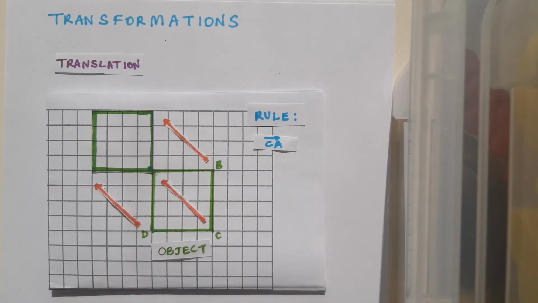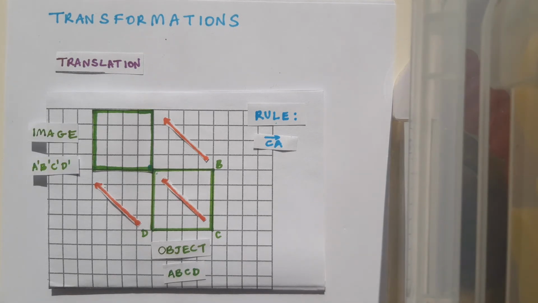I can see that with my translation, every point has moved in the same direction by the same amount. And again, while my object was A, B, C, D, my image is called A dash, B dash, C dash, D dash.